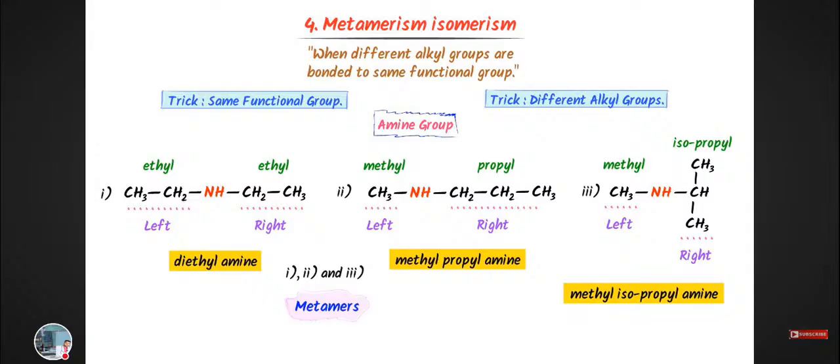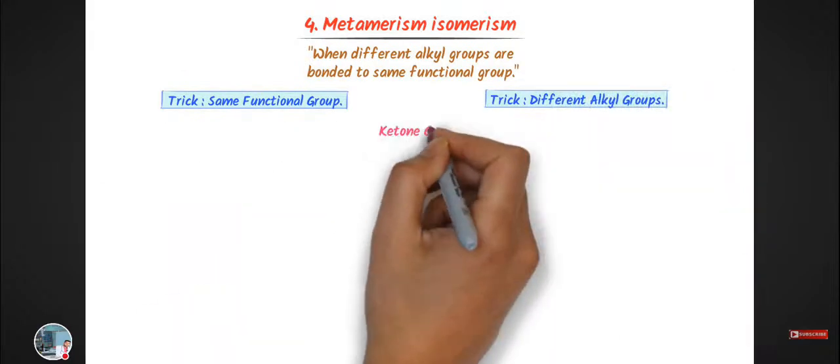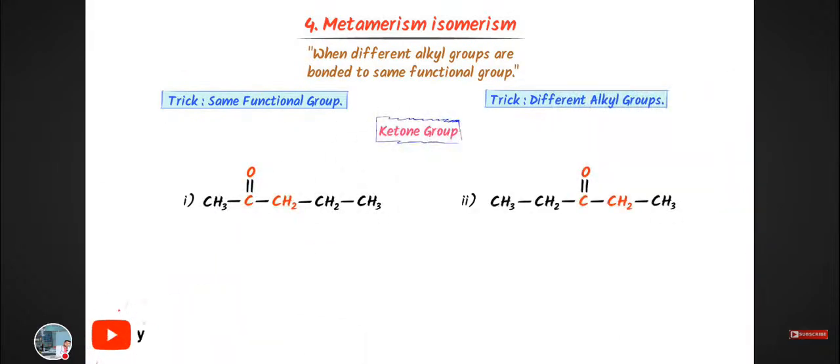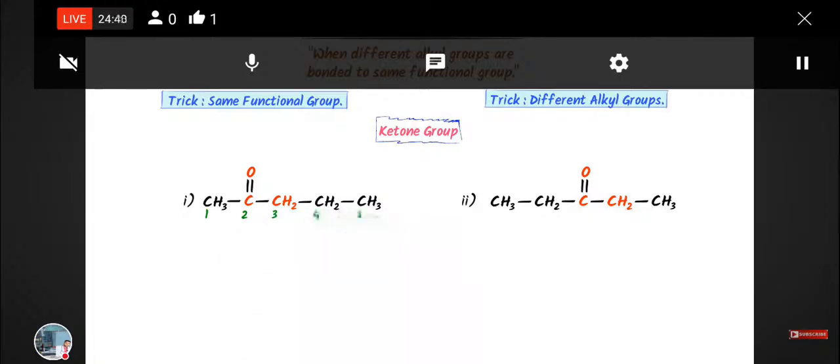So note it down. Finally, consider ketone functional group. We know that its functional group is R-CO-R. Now consider these two compounds. Pause the video and try to find its isomerism. Here I write 1, 2, 3, 4, 5. The functional group of ketone is present at the second carbon, so we call it 2-pentanone.